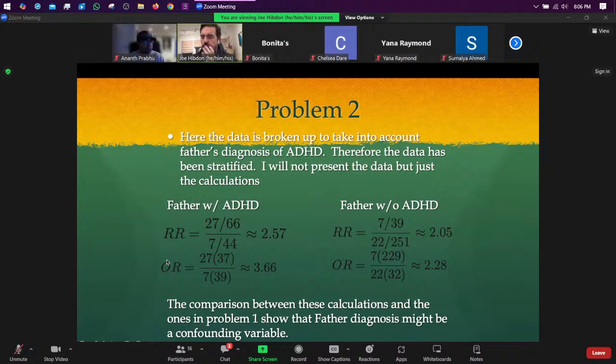So what we're going to do is take the fathers with ADHD and look at the relative risk and the odds ratio. And then we're going to do the same without. So the relative risk here for fathers with ADHD is 27 out of 66 over 7 out of 44. And the question is, where did we get that data?